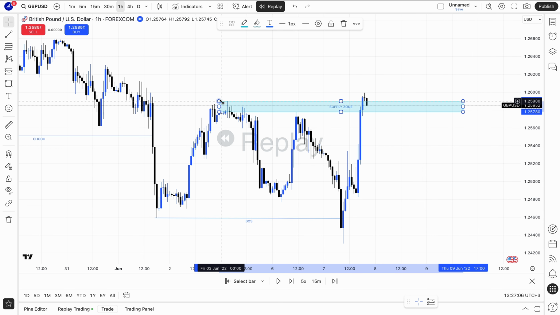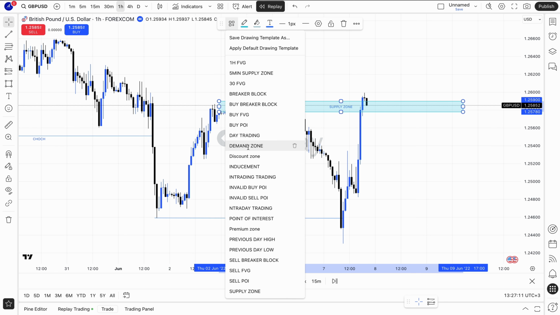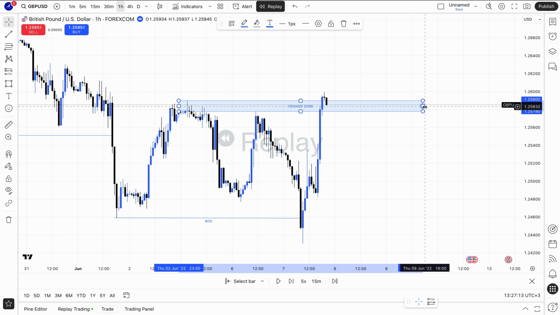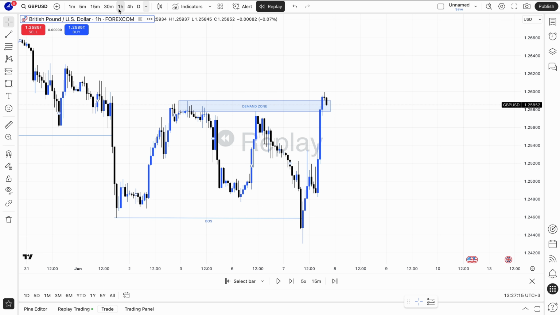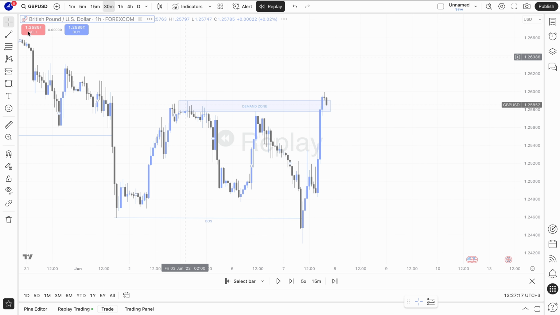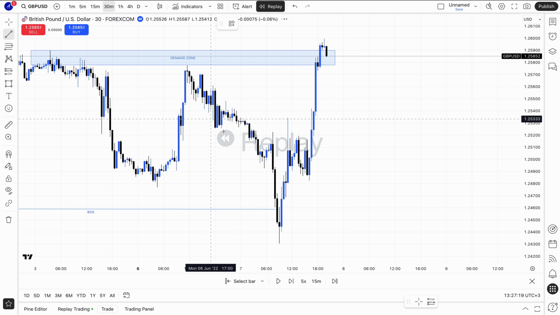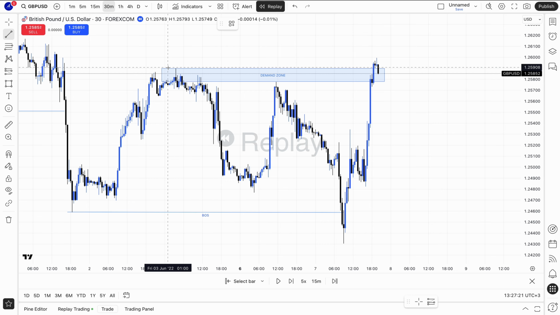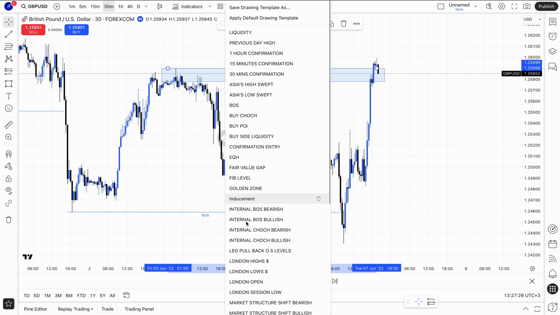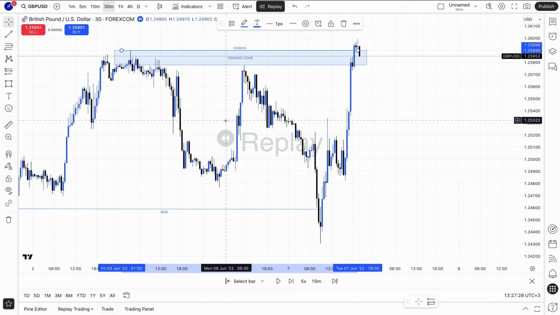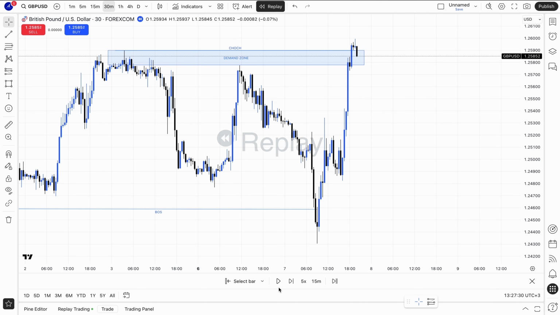Got that tap and the break. That means this is now a demand zone. This is our change of character to the upside, external structure. You get that tap, and we get that continuation to the upside.